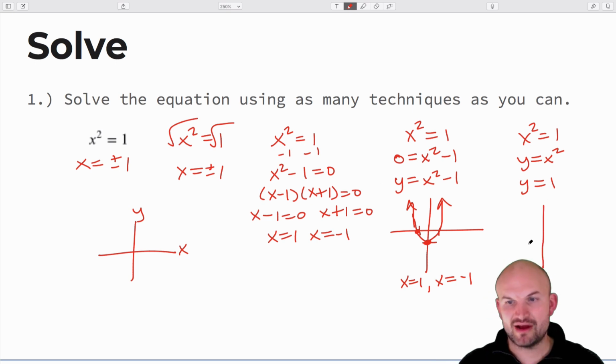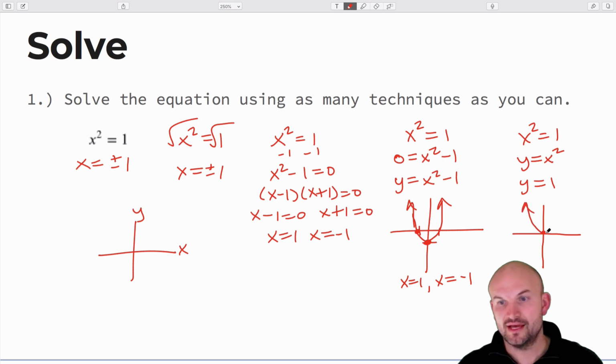So if I just go ahead and graph y equals x squared, which is rather easy, that's the parent graph, right? And then if I graph y equals 1, you can see that there's going to be 2 intersection points here, right? And of course, knowing the shapes of those graphs, that's going to be x equals 1 and x equals -1.